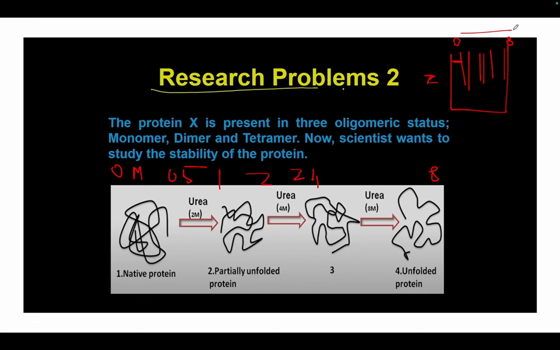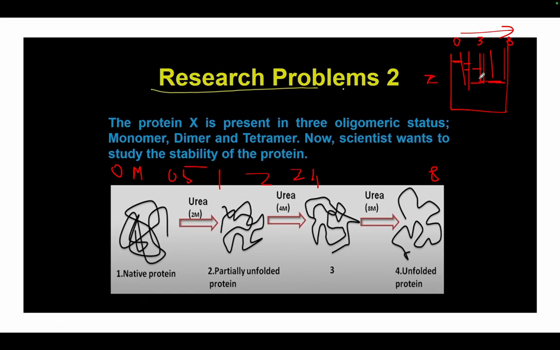And as we start increasing the urea concentration, we will start seeing denaturation. Slowly I'll start seeing the appearance of the other bands also. Slowly the monomer band will start appearing, and we will see the concentration of urea required to break all of the oligomeric states. Say this is 3 molar urea, and at 3 molar urea, I am not seeing the oligomeric state anymore. That gives me an idea of the stability of the protein.